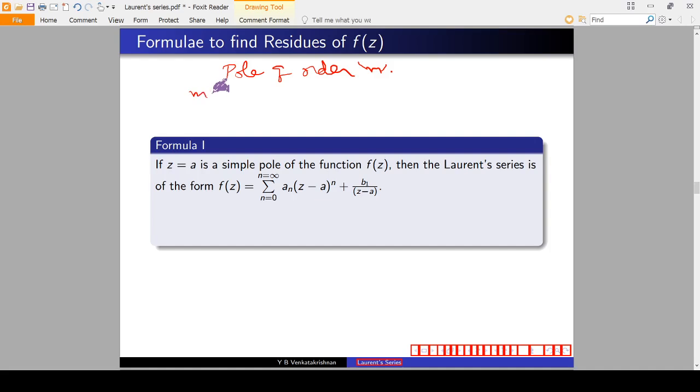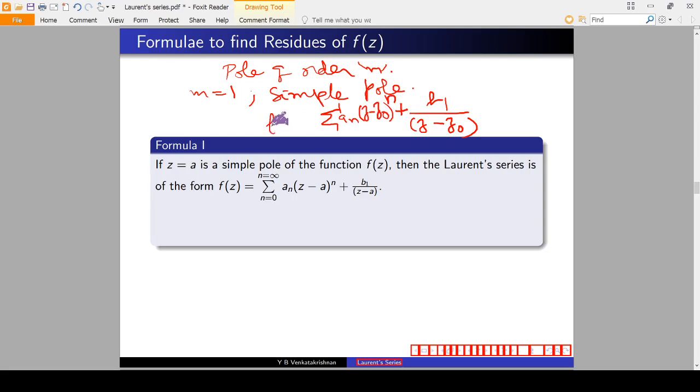And when m is equal to 1, it is called a simple pole. So you will have only one term, b by z minus z naught, and of course here you will have the positive powers, summation an into z minus z naught whole power n, and this will be f of z. This will be the Laurent series expansion if you have a simple pole.